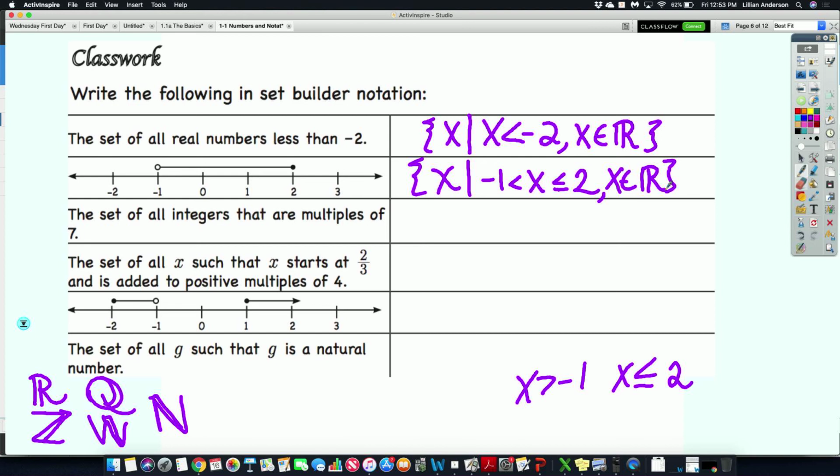Want to do one more together? Let's do one more. The set of all integers that are multiples of 7. Ooh. The set of all integers, so we only want integers, that are multiples of 7. What do I need to start with? Curly brackets, X, and then the line. How do I represent multiples of 7?